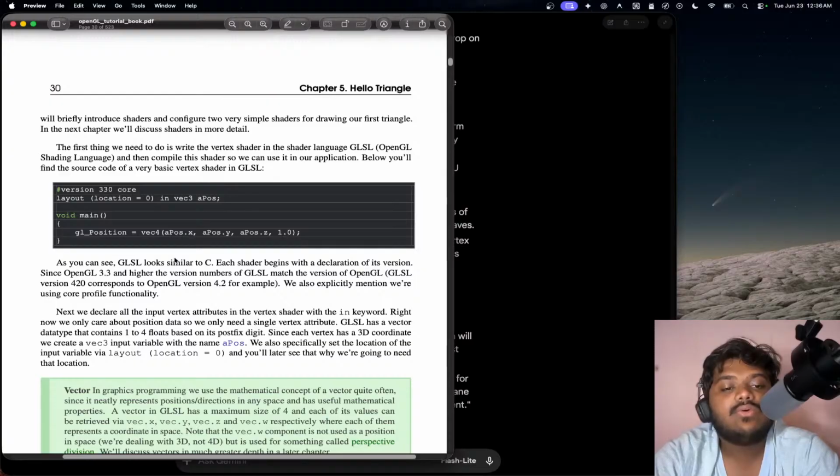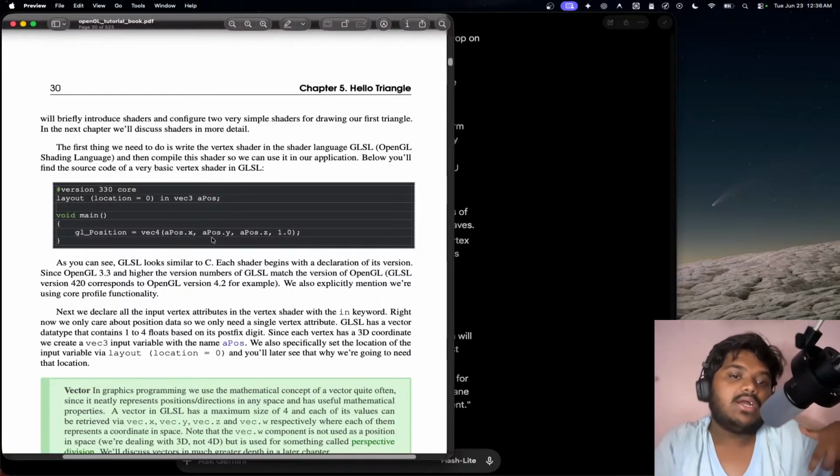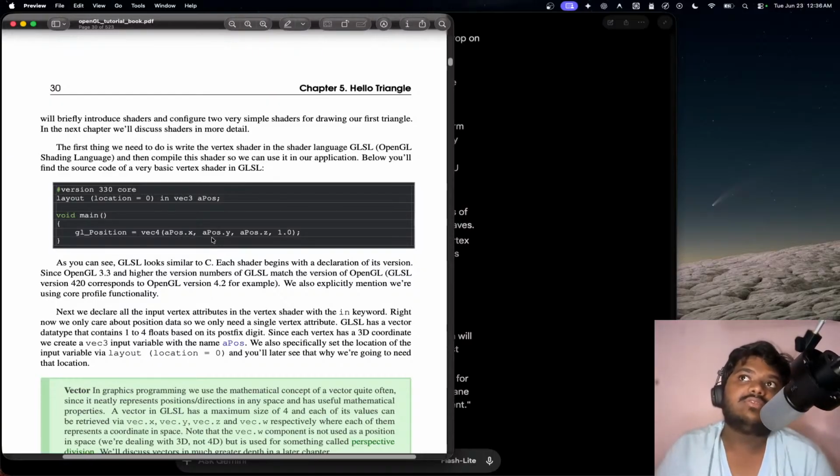The GLSL looks similar to C, although I don't think it really looks that similar to C.